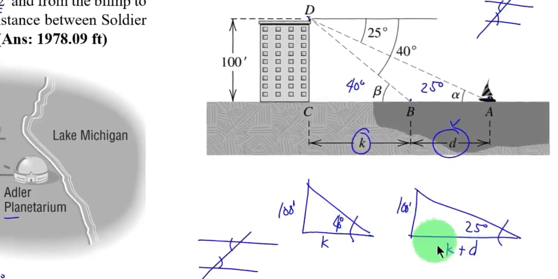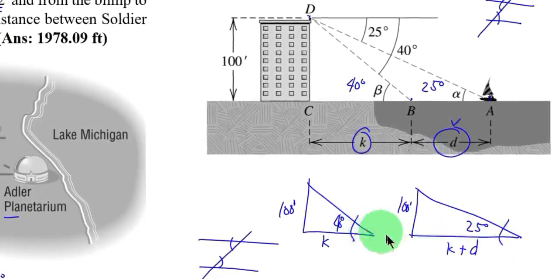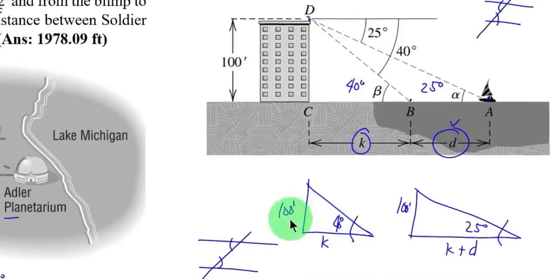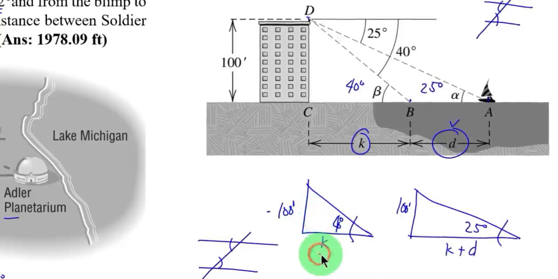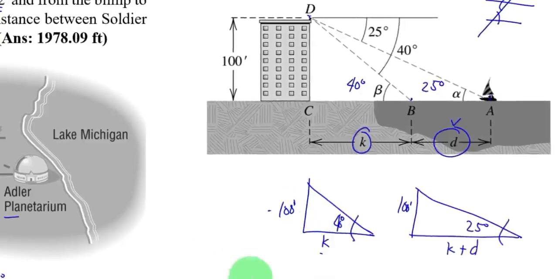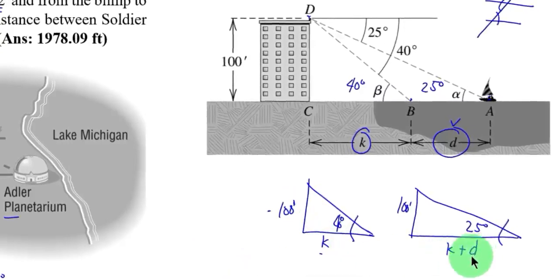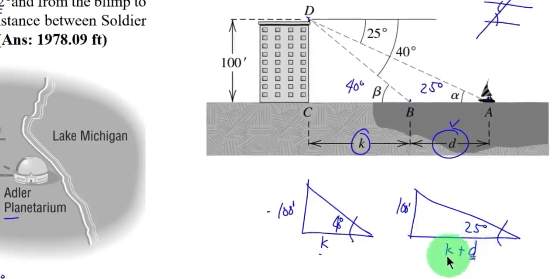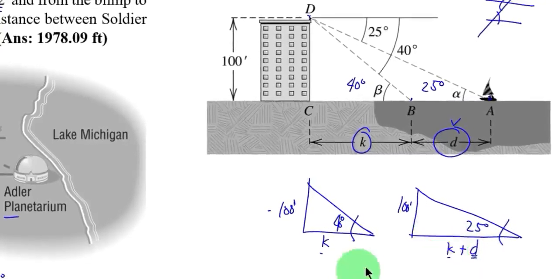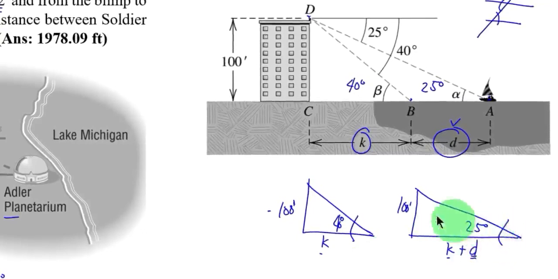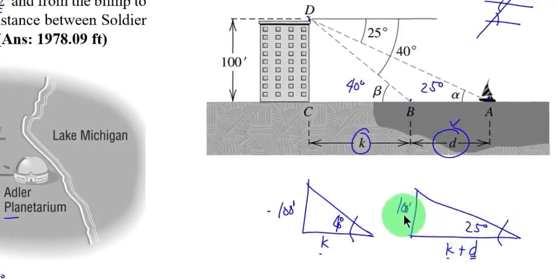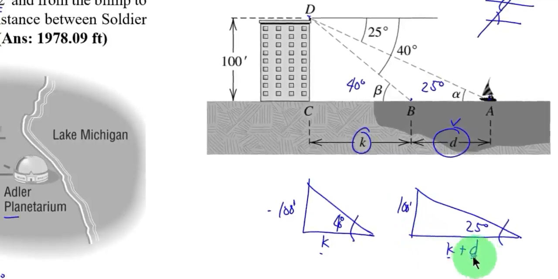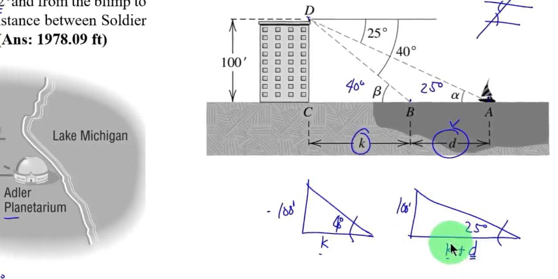Now, if you relate the given with the unknown, you can use again the trigonometric function which relates the opposite and the adjacent. Again, that is your tangent. But take note, the unknown here is D. Before we can solve D, we need to solve K. Because if you take a look here, if you apply tangent 25, that is 100 over K plus D, so we cannot solve D from that. We need to solve first for K.